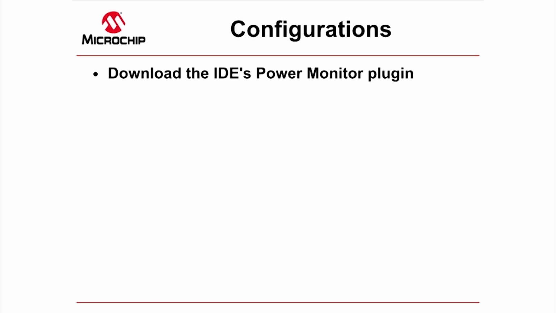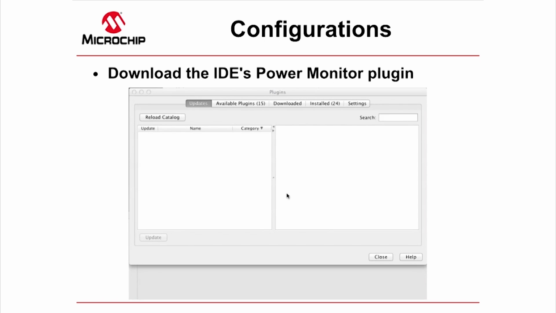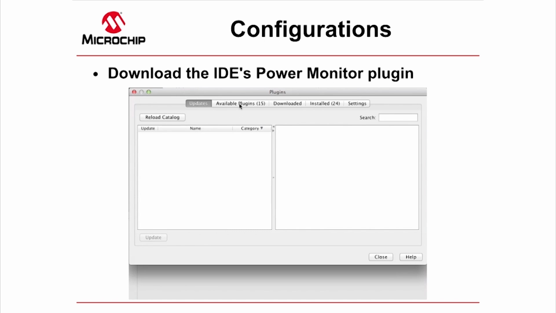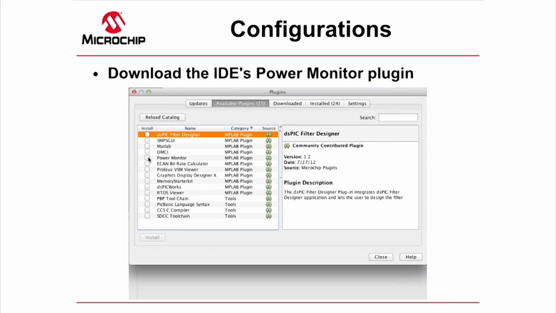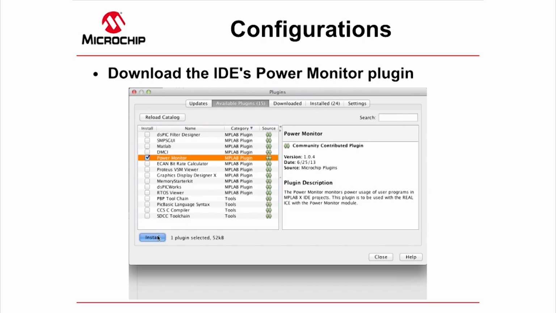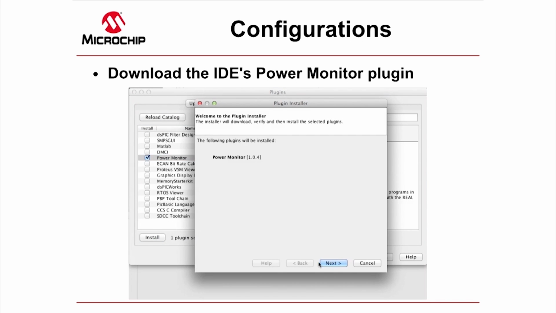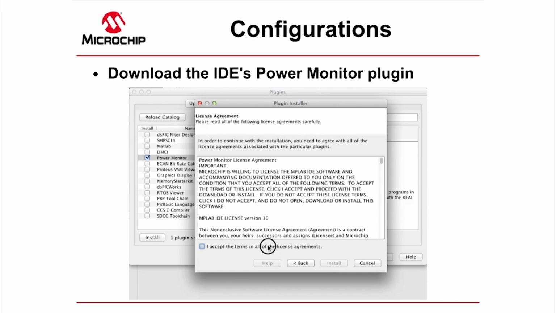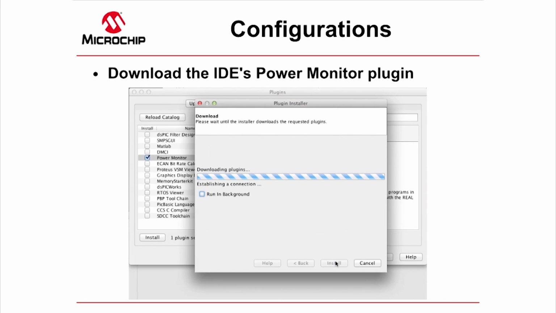Before initial use of the power monitor, you must download the MPLAB X IDE Power Monitor plugin. Do this inside the IDE by selecting Plugins from the Tools menu. In the dialog, select the Available Plugins tab and click the checkbox next to the Power Monitor item. Click Install and follow the prompts.